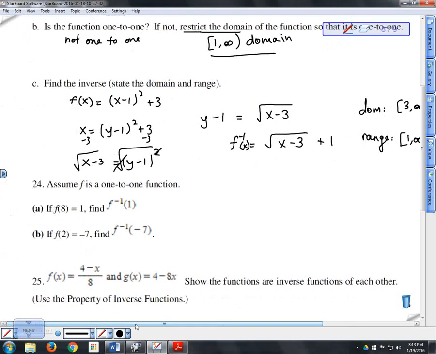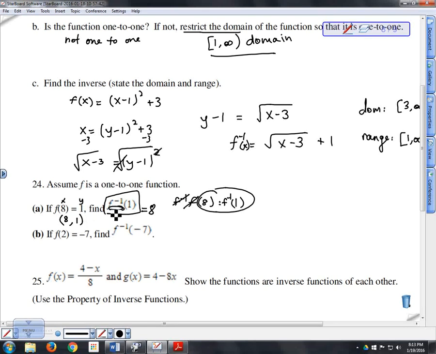Okay, question 24. If we have f of 8 is equal to 1, we're supposed to find that. Well, if I want to get rid of the function f, I can apply the inverse to both sides. The inverse of f and f itself, those are inverse functions, so they cancel each other out. So right here we have the inverse of f of 1 is equal to 8. Or another way you could think about this, this is the x value, that's the y value, so we have a point here of 8 comma 1.